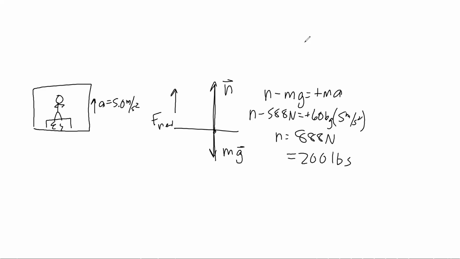So the elevator is a classic example where a normal force is not equal to gravity. And it's not equal to gravity when the object is accelerating. The elevator problem is interesting though. Let me take it a step further. What would be the weight of the person if we were accelerating downward at 9.8 meters per second squared?